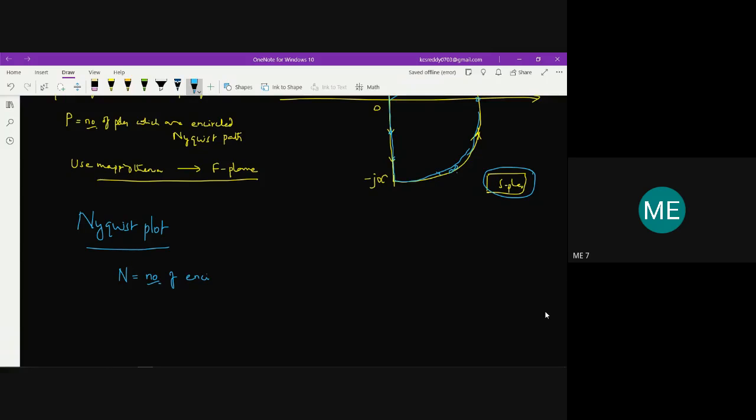This is how many number of encirclements of this path about the origin. So this n is nothing but the encirclements of the origin in the F plane, not the S plane. It is in the F plane. So we need to find out how many encirclements there are, and based on that, N should satisfy this condition: N is equal to Z minus P. This condition has to be satisfied.